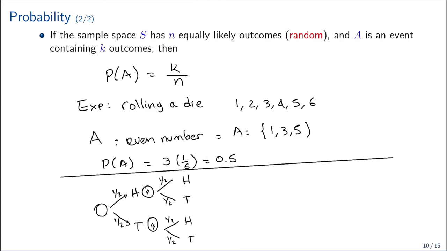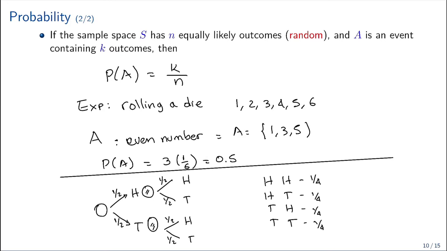So the sample space will be head-head, head-tail, tail-head, and tail-tail. So we have 4 elements. The probability of each one of those is going to be equally likely, so 1/4, 1/4, 1/4, and 1/4.